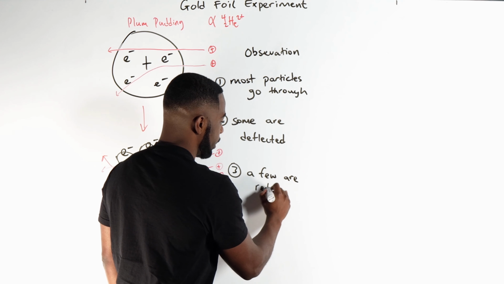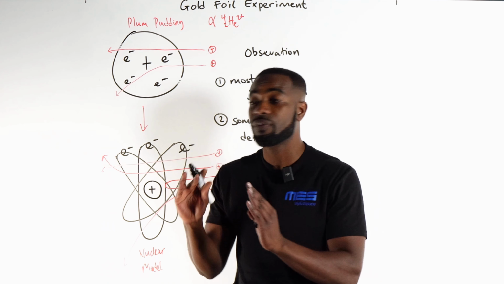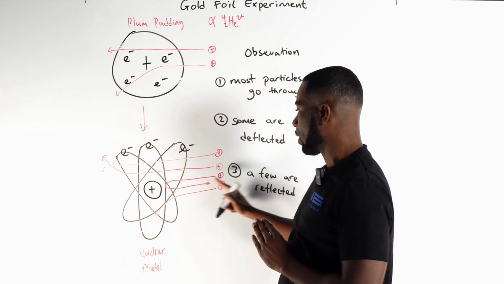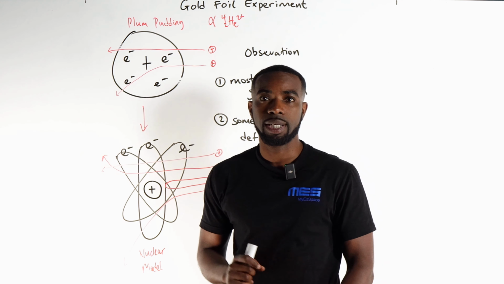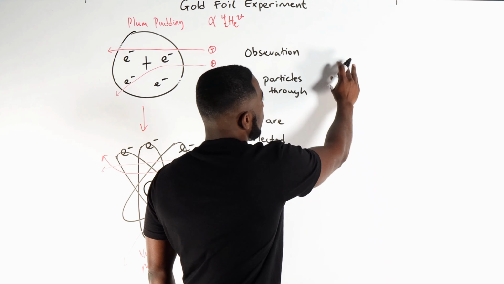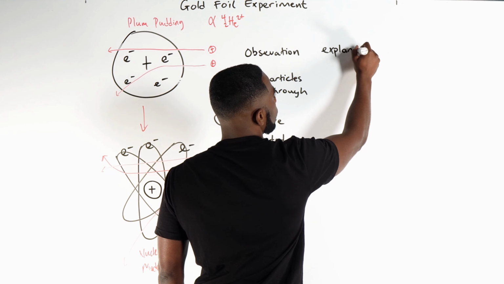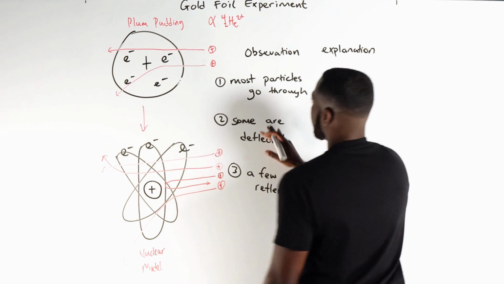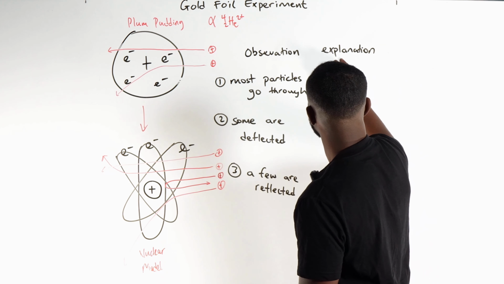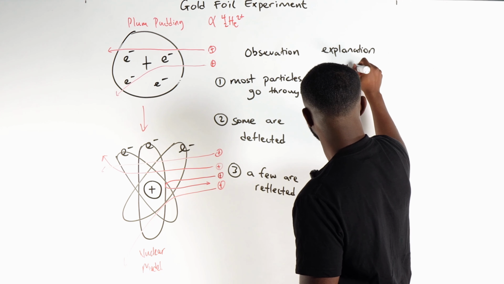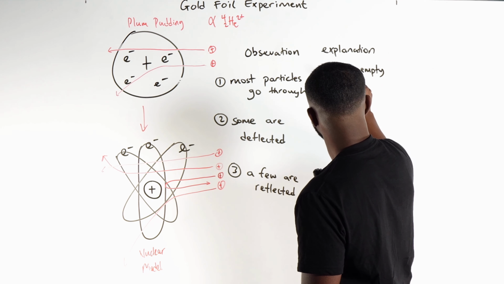Reflection is different to deflection. Reflection is going to the nucleus and coming all the way back, and deflection is just having the path change very slightly. So what do these mean? Let's explain this on the side here. Explanation: the first one, the fact that most of our particles are going straight through tells us that the atom is mostly empty space.